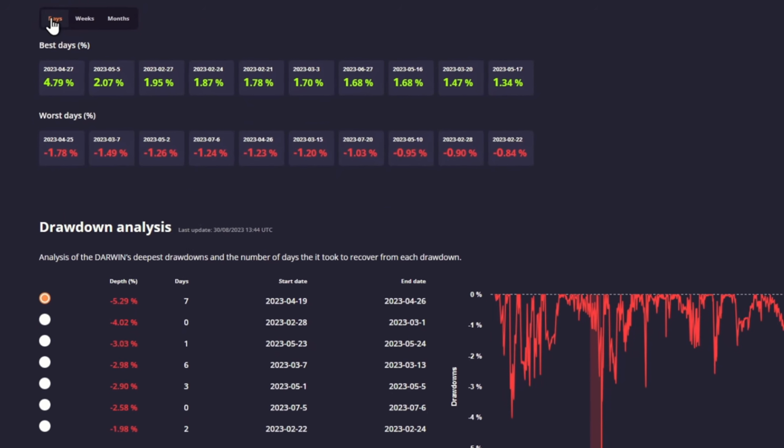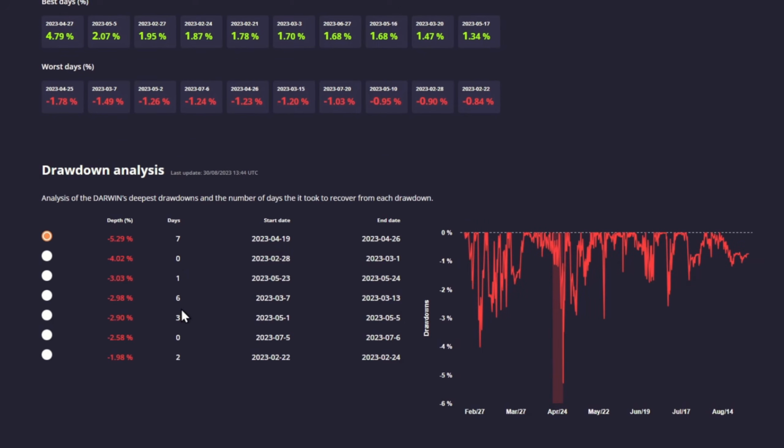Finally, we have the drawdown analysis panel. This gives a representation of instantaneous drawdown figures for the entire history of the Darwin. If the chart is currently at the 0 level, this means that the Darwin is at 0 drawdown, or in other words, is making a new high. The deeper the curve, the more severe the drawdown from the previous all-time high. By selecting specific drawdown periods here on the left, these get highlighted on the chart, enabling you to see exactly where they occurred in the history.